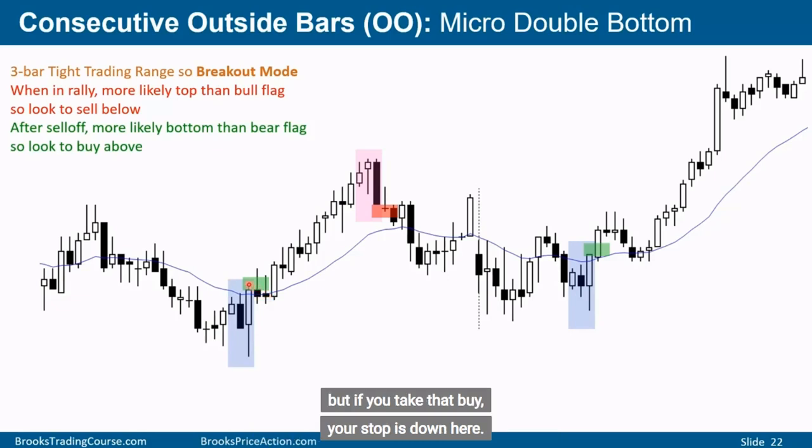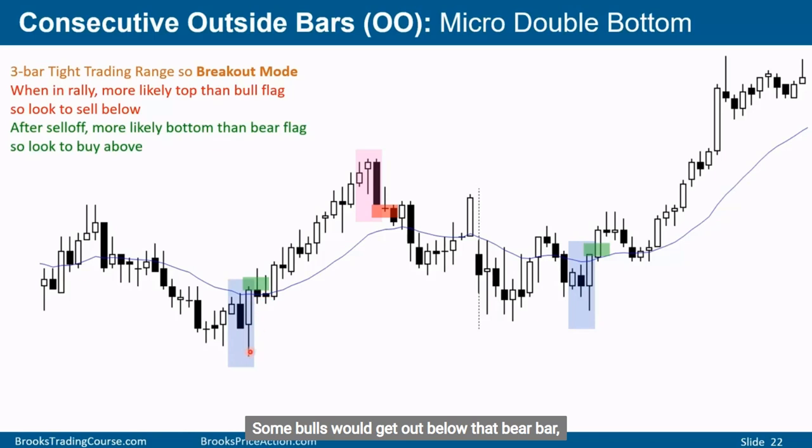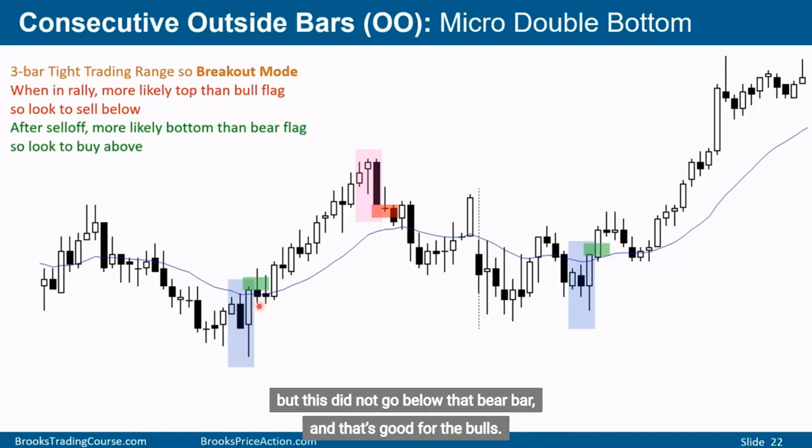But if you take that buy, your stop is down here. Some bulls would get out below that bear bar, but this did not go below that bear bar. And that's good for the bulls. The bears were trying to trap the bulls into a bad long. They were unable to go below that bear bar and force bulls out. Instead, we got that, and traders start to buy aggressively.